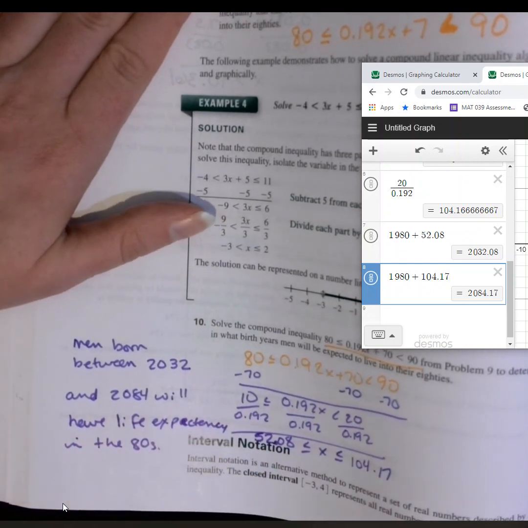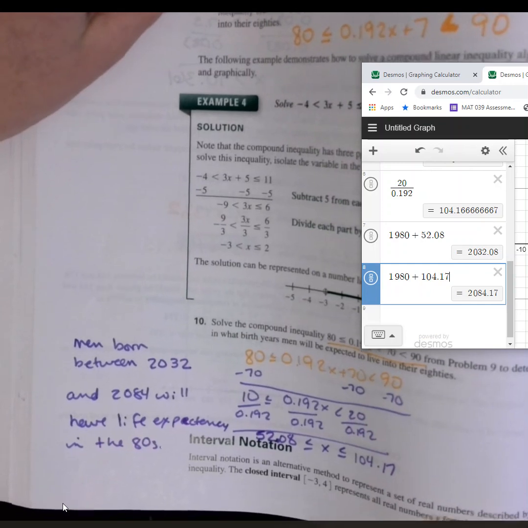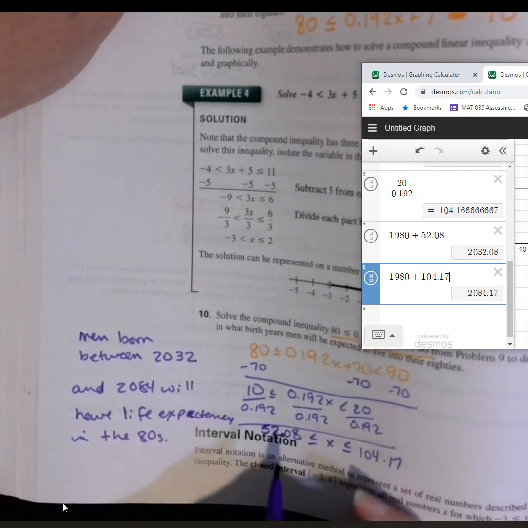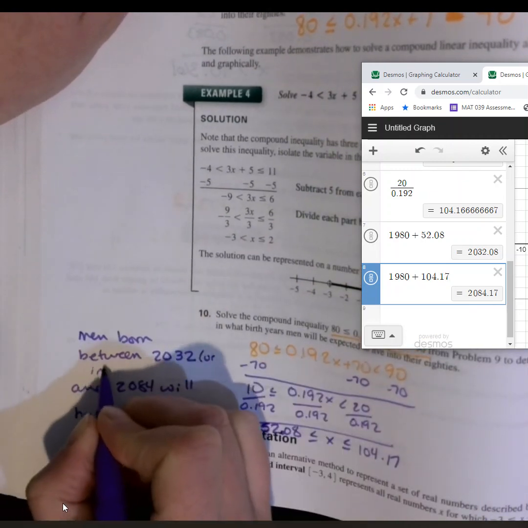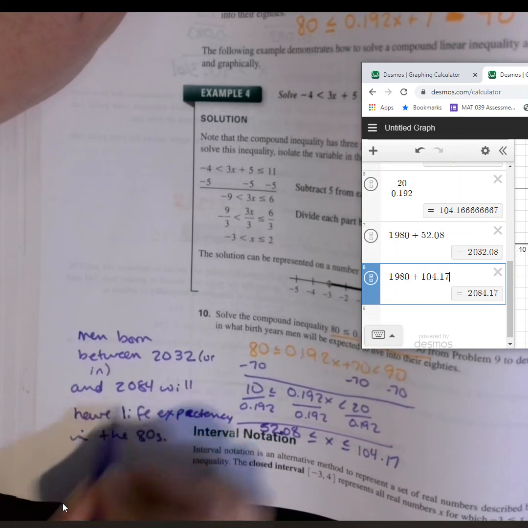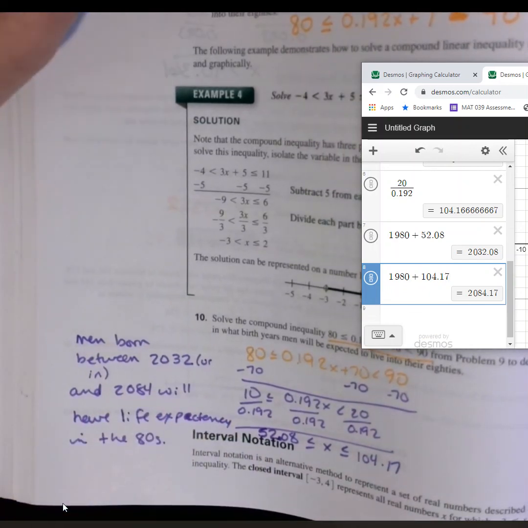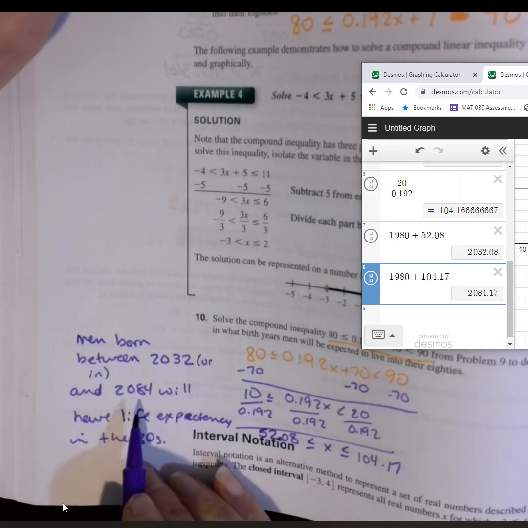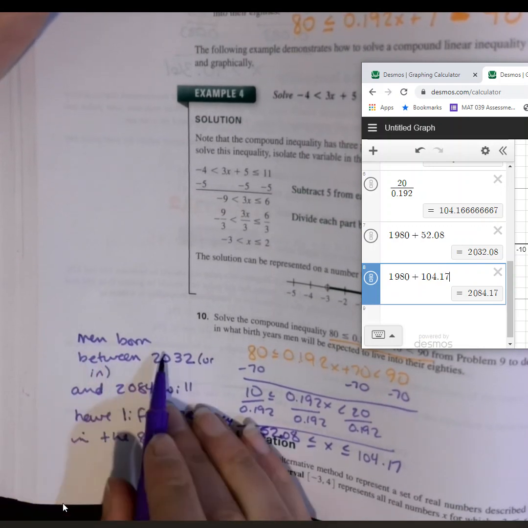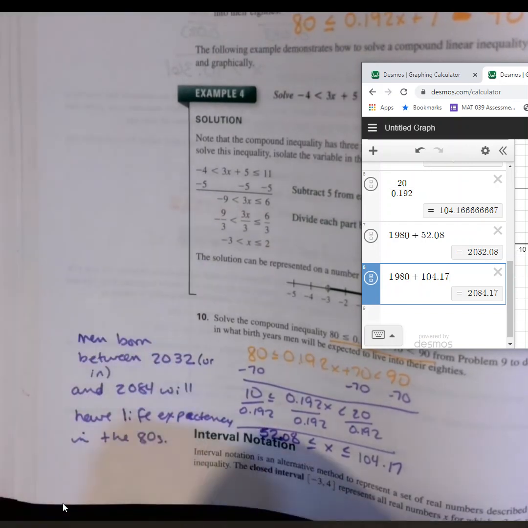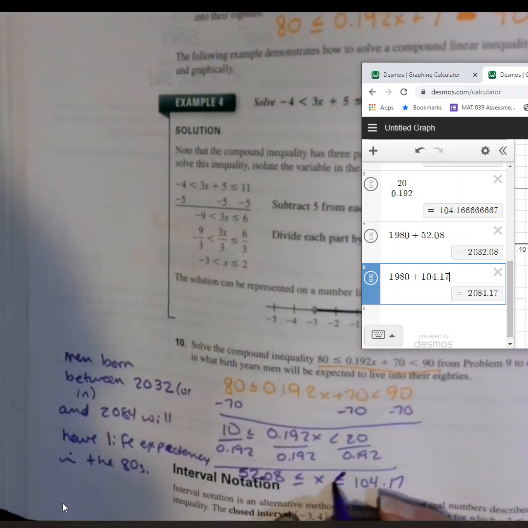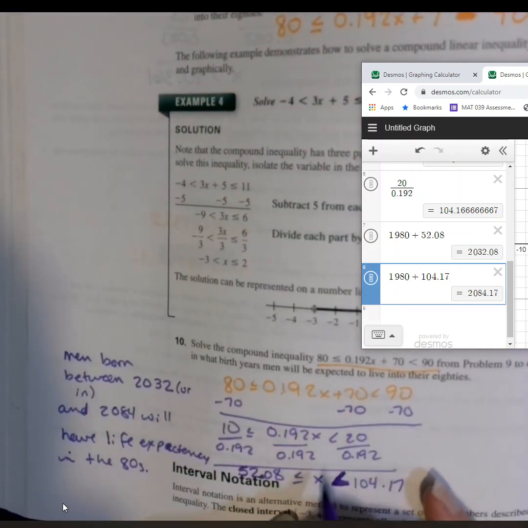Now, the English language isn't quite as good about determining inclusive versus exclusive inequalities. So I want to indicate men born between 2032, I'm going to say or in 2032, and then up to 2084, but not in 2084. So if they are born in 2084, they actually live into their 90s. So just between, strictly between for the 2084, but it could include the 2032. So we'll have to specify that in a few more words just to make sure that the inequality is inclusive on this side and exclusive on the other side. Trying to match it up and just got carried away. There we go.